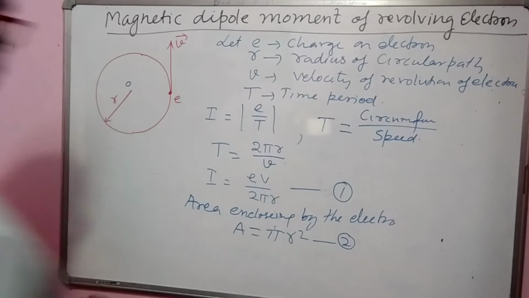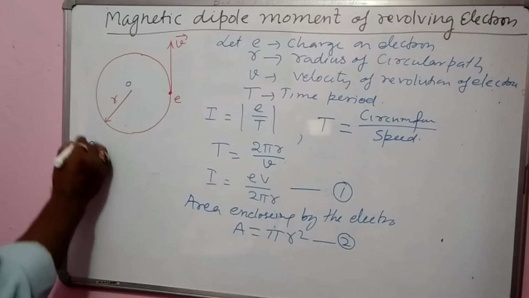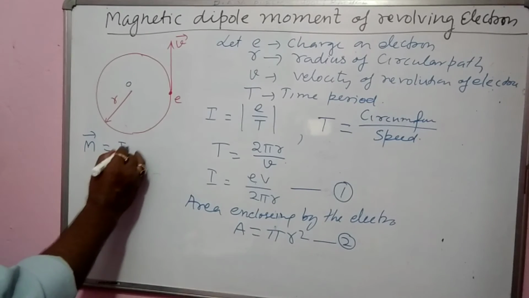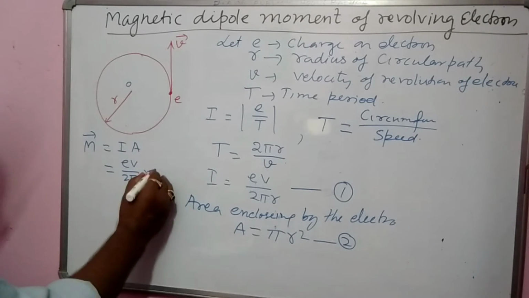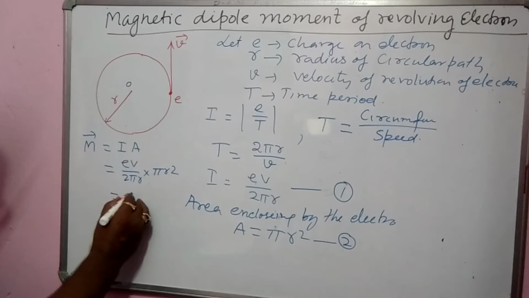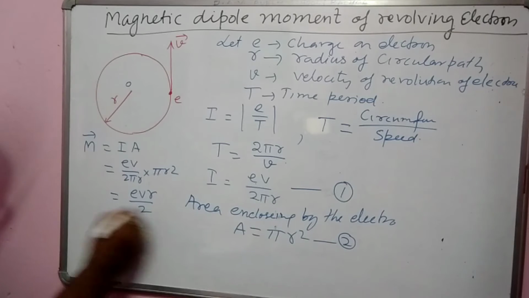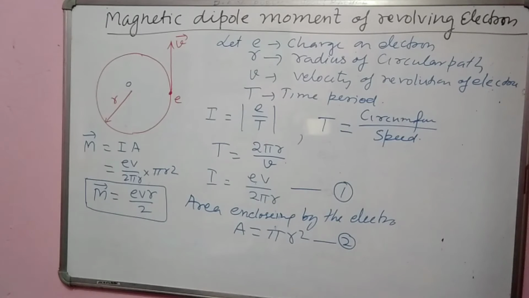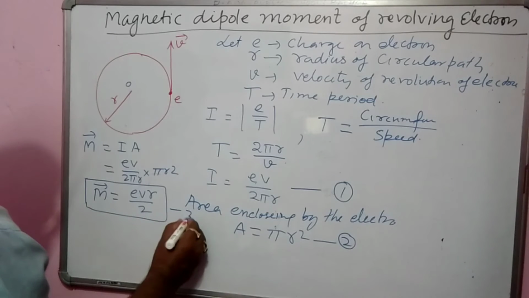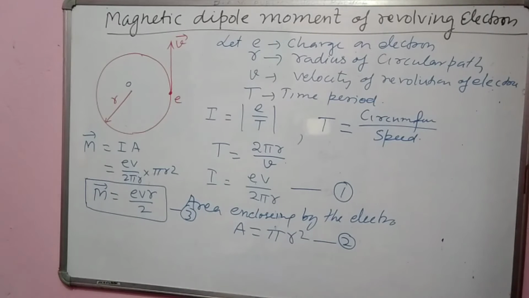This is equation 2. As we know that magnetic dipole moment M is equal to I into A, therefore substituting the value of I, eV by 2 pi r, into area pi r square, we get evr by 2. This is also an important deduction which comes in 2 marks in the board examination. So this is equation number 3. This is the magnetic dipole moment in terms of charge, velocity and radius of the circular path.